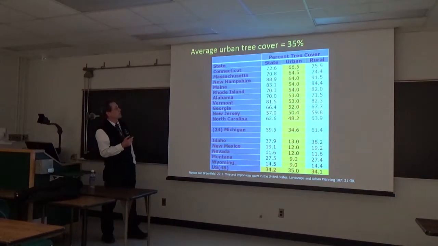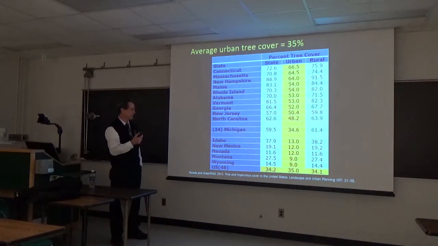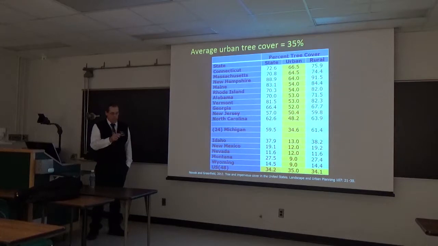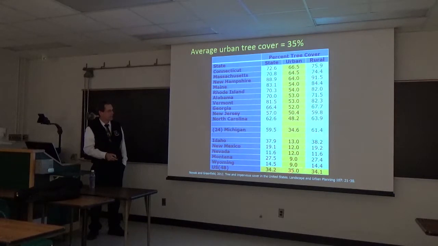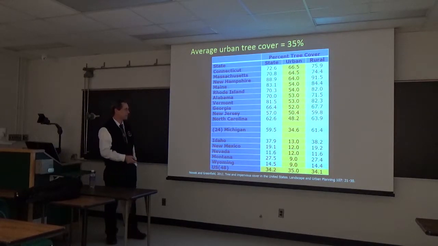These are the tree cover numbers as of 2005. We're just finishing the new numbers for 2014 in my office right now. So on average, tree cover in urban areas of the United States is 35%. Tree cover in rural areas is actually 34%. Urban has a slightly higher number. National average is 34, urban and rural combined.